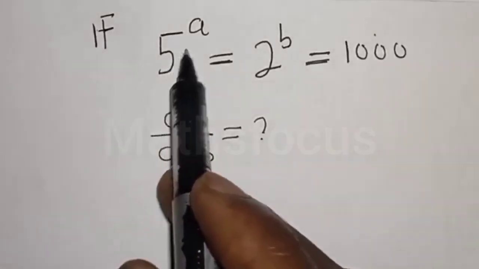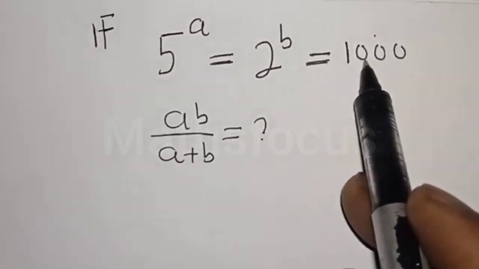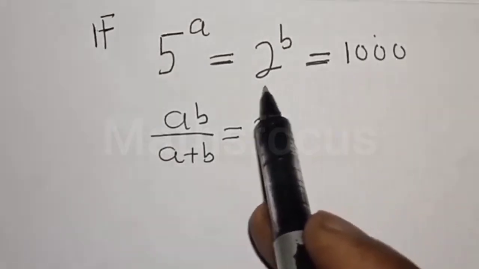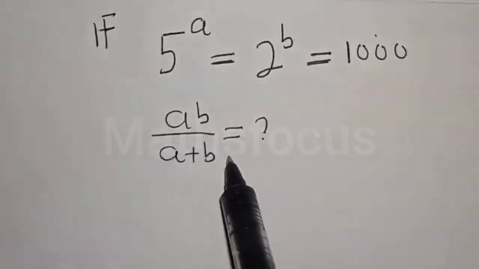If 5 raised to power a is equal to 2 raised to power b is equal to 1000, what is the value of ab divided by a plus b?